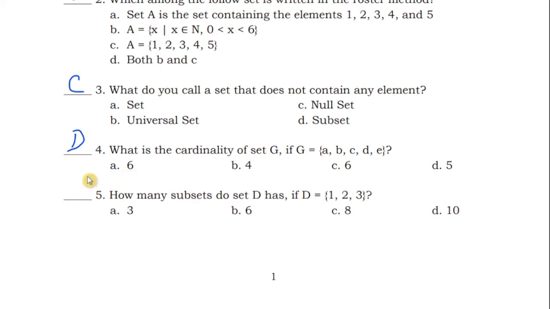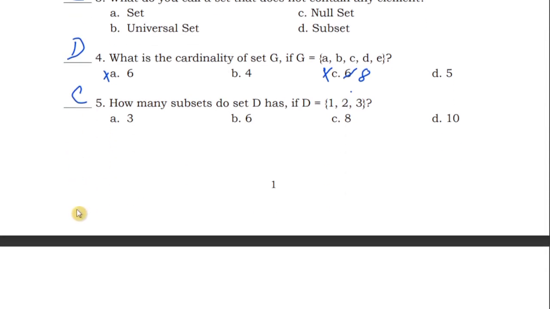Next, how many subsets... by the way, in number 4 we have a double value here, so this one must be 10, or rather 8. So how many subsets does set D have if set D is equal to the set 1, 2, 3? A is 3, B is 6, C is 8, D is 10. So the answer of this is C.